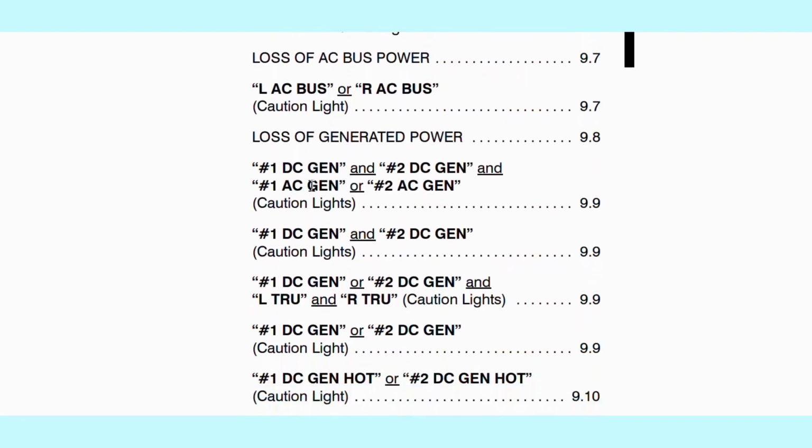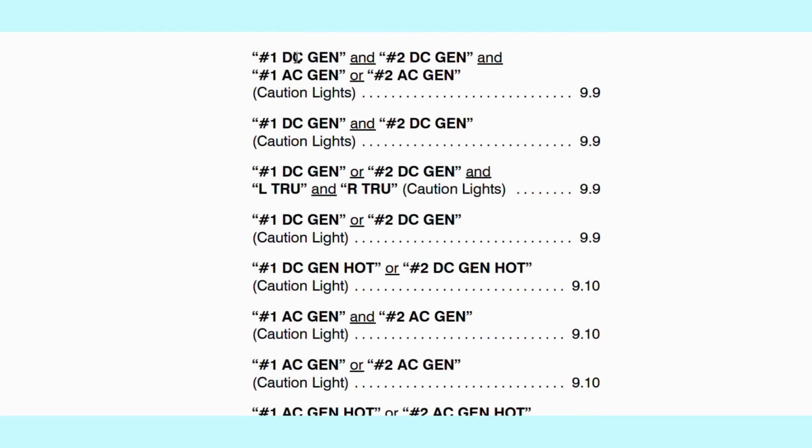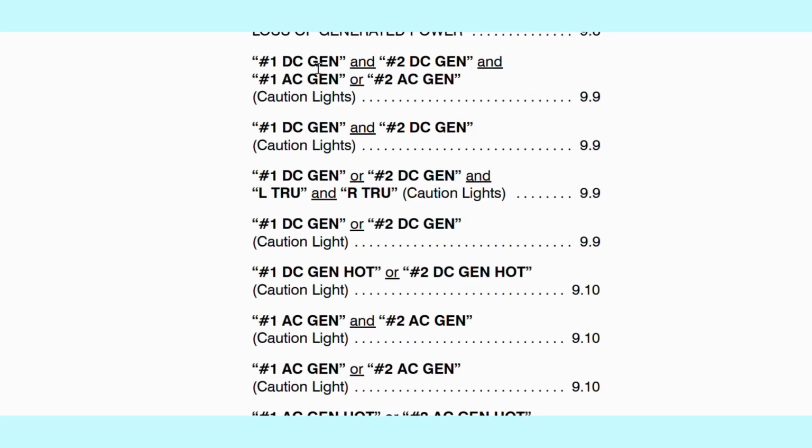If you have both of these coming on, number 1 DC gen and number 2 DC gen, well, here I wouldn't reject. I would take the aircraft into the air. Okay, it's only 2 of them. I would execute the QRH items. I wouldn't go past the MSA and see if it fixes itself. If it doesn't, I'll come back and land. So this one, to me, is not something that I have to actually abort the takeoff for.